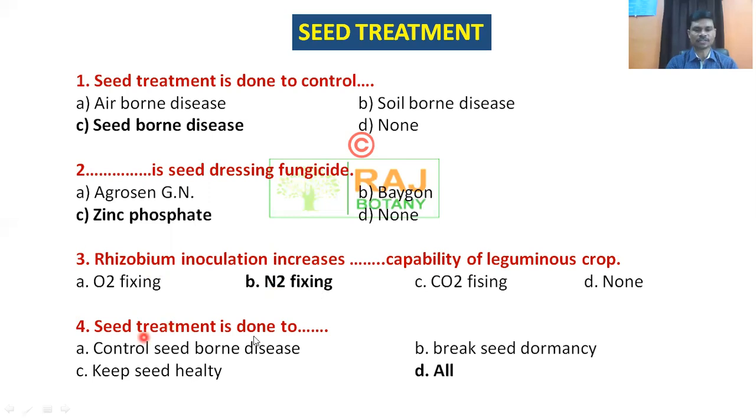Then seed treatment is done to. Why is it necessary to do the seed treatment? A, control seed-borne diseases. B, break seed dormancy. C, keep seed healthy. All the options are correct. Hence, the option D, all. Seed treatment is done for control of seed-borne diseases, breakage of seed dormancy, and to keep the seed healthy.